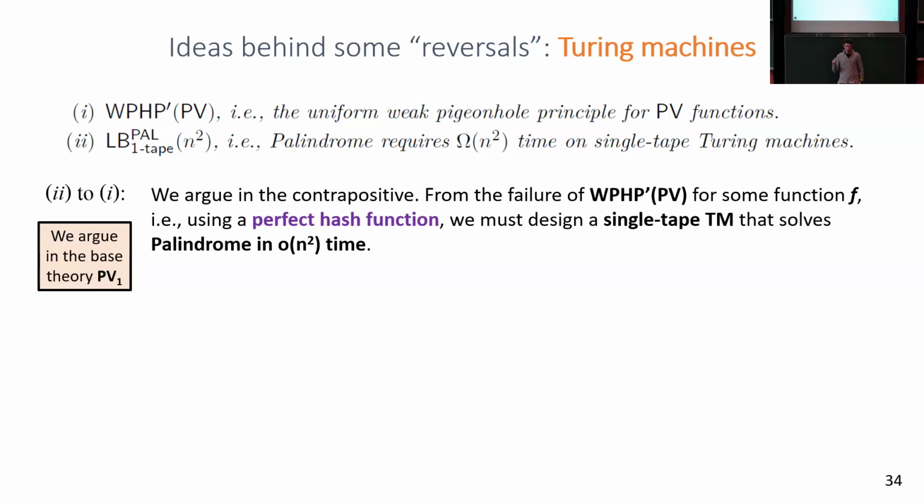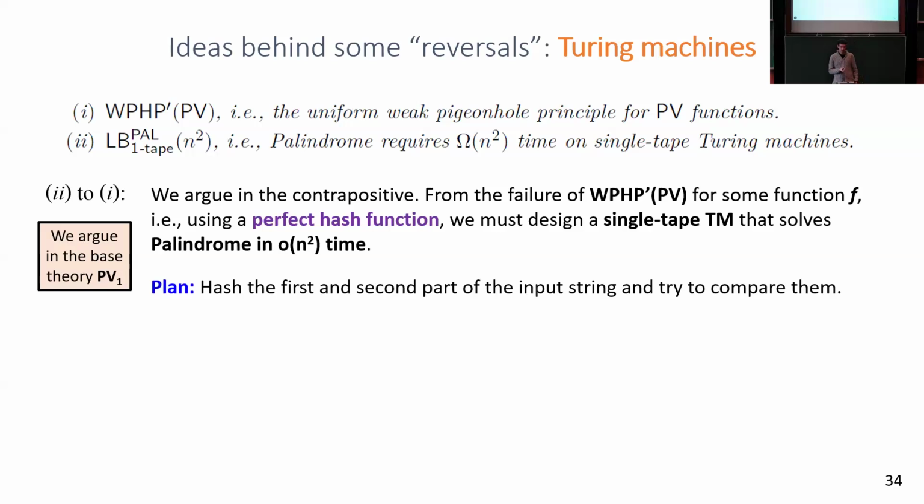And it turns out that if PV can have access to such a map, it can iterate the map, and it can actually compress n bits to n to the epsilon bits in a perfect way. So that can be done in PV. Okay, so great. So now we have this compression from n bits to n to the epsilon bits. That's a perfect compression. It can be done in polynomial time. And what we want to do is to show this implies that there is a single tape Turing machine that solves palindrome in less than n squared time.